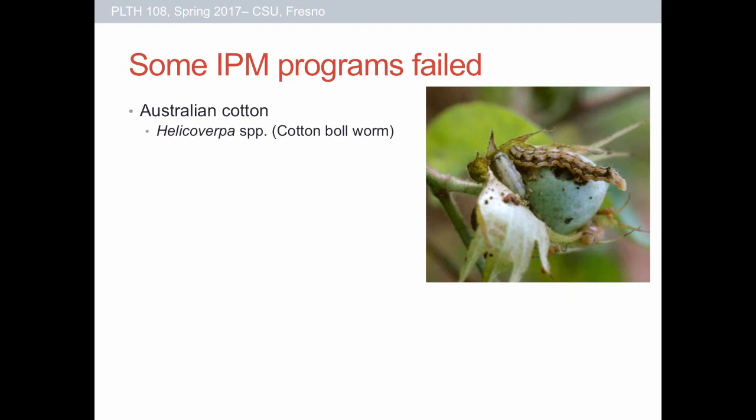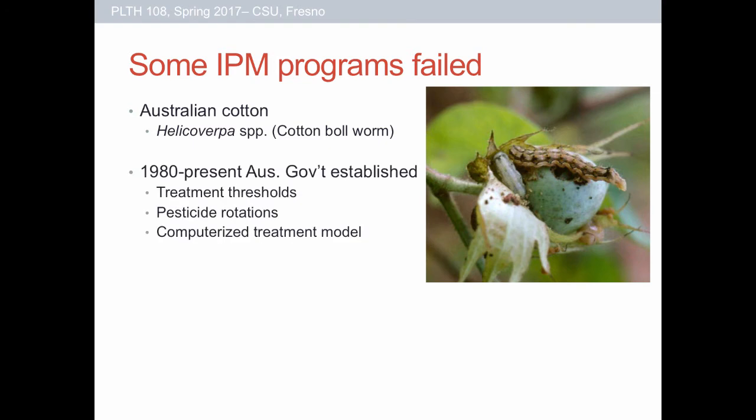On the flip side, Australian cotton was an example of a big IPM failure. Helicoverpa zea, actually a variety of Helicoverpa species, were introduced to Australia and started feeding on cotton. This guy's a cotton bollworm, which you may remember from IPM. These guys burrow into the bolls and feed directly on the cotton itself, so you have huge losses.